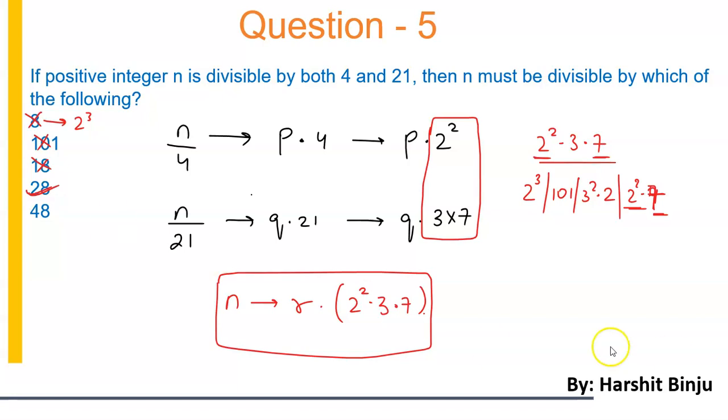Next is 48. 48 is how much? 2 to the power 4 into 3. So I can cancel this 3 from the 3 in the numerator, but I can't cancel this 2 to the power 4, which means I'll be left with a 2 square in the denominator. So n is not divisible by 48 also, which means n is definitely divisible by only one number, which is 28. Alright. Okay, let's move on.